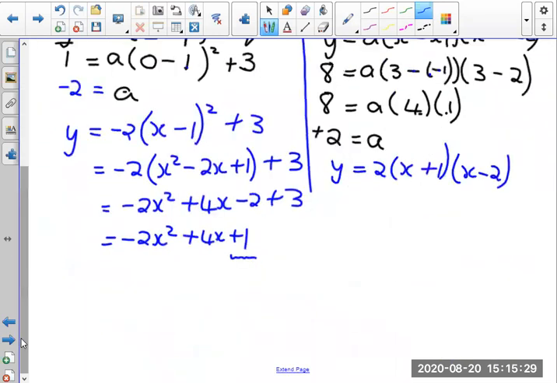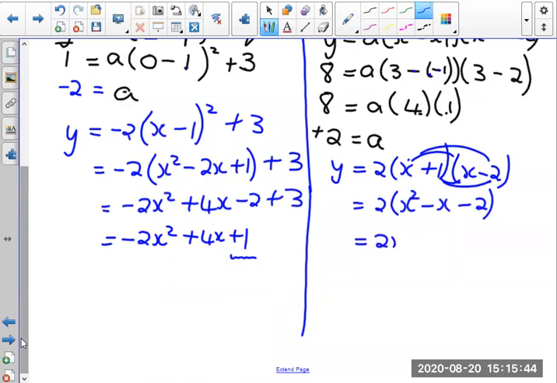And I must just simplify. If I expand and FOIL, then I will get x squared minus 2x plus 1x is minus x. 1 times minus 2 is minus 2. And if I multiply in again, I get that.